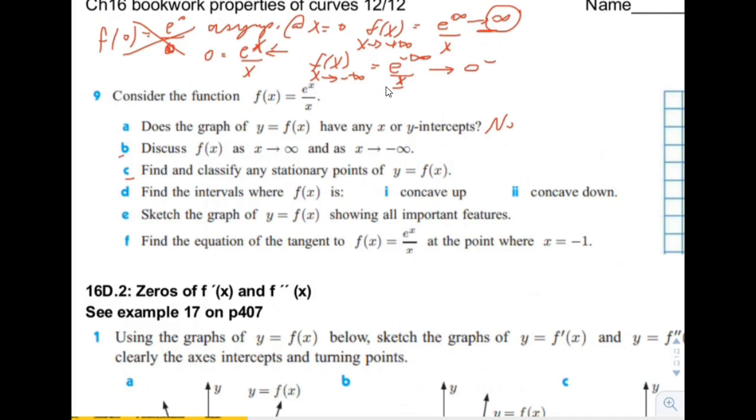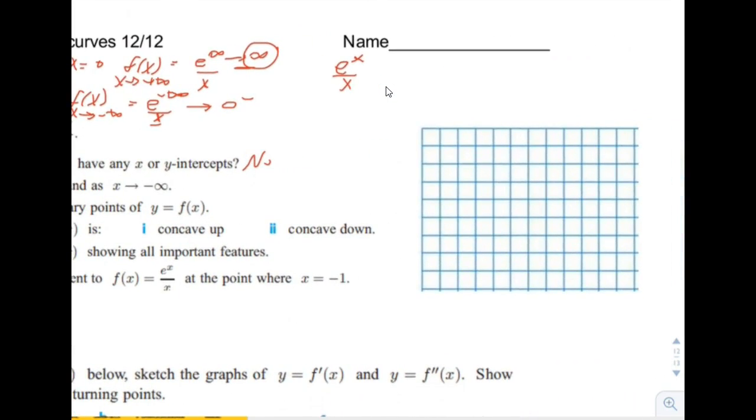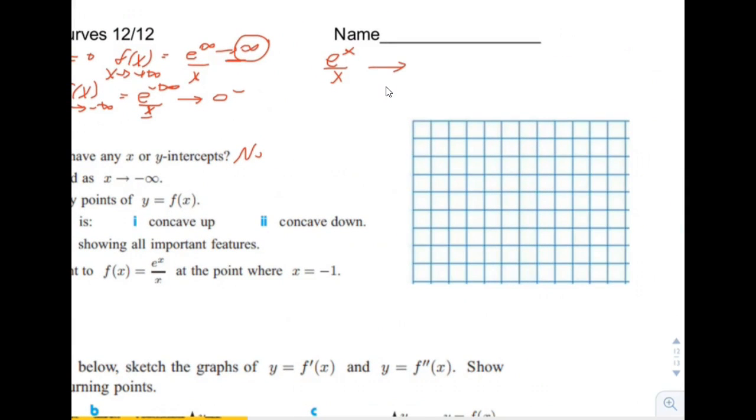Now let's see. Find and classify any stationary points for the function. Are there any stationary points for e to the x over x? To figure that out, let's use the product rule to take the derivative. Let u equal e to the x and v equal x to the negative 1, so u dashed is also e to the x, and v dashed is negative x to the negative 2. Let's multiply that out.